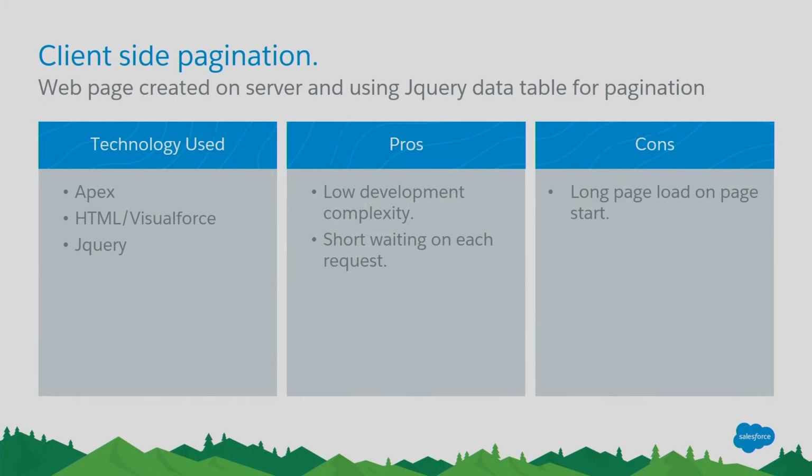the technology that we are using here is Apex. We're using HTML, Visualforce and jQuery for the data table pagination. The pros for this approach are low development complexity and short waiting time on each request. Each time that we move between the pages, it will be a very short time because we have all the data in our client. And the cons, of course, will be the long page load at the page start. When you start the page, it takes us about 50 seconds to load the page.